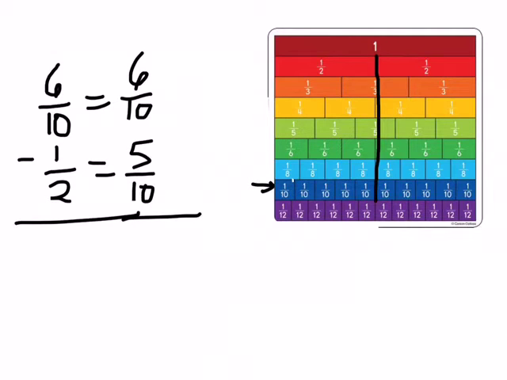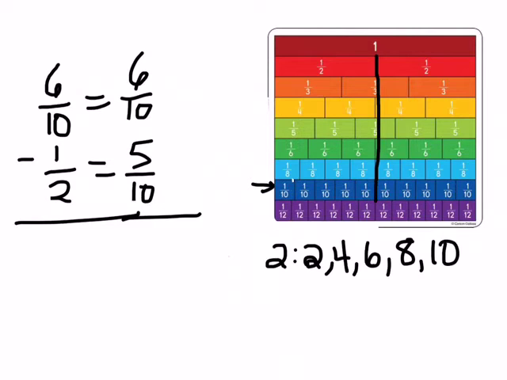I can check to see if my denominator is correct. If 2 is a multiple of 10, then I know that I have the correct common denominator. So to find out that, I can skip count, taking the smaller denominator and skip counting. 2, 4, 6, 8, 10. Oh, there it is. So 2 is a multiple of 10 because 2 times 5 is 10.